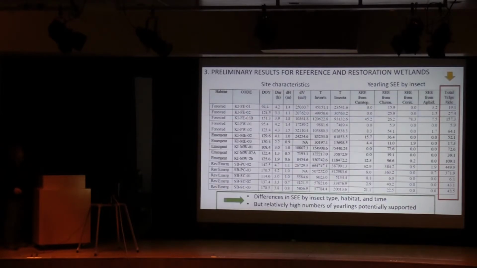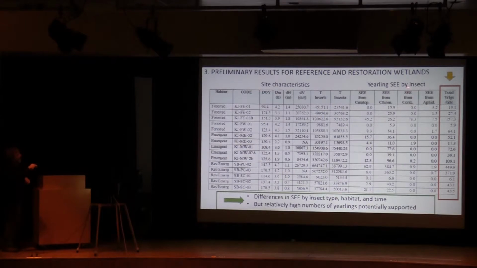Okay. So this is complicated a little bit, but I'm just going to show here the different habitats that we looked at over time. So we had forested wetlands, emergent wetlands, and restoration emergent wetlands. This is just some of the characteristics of those sites. Here are the SCE values for our different insect types, and then here's the total. And what you can see for the total is that for the yearlings, we're getting something like 10 to 100 yearlings can be supported per tide for each of those different channels.